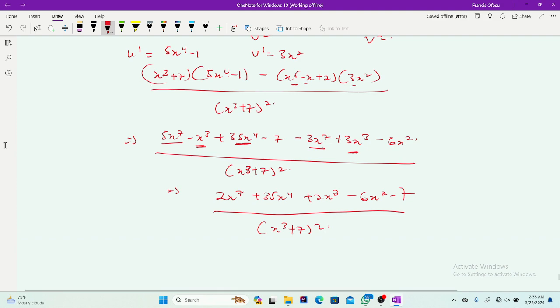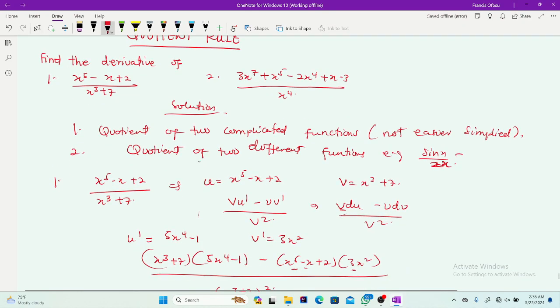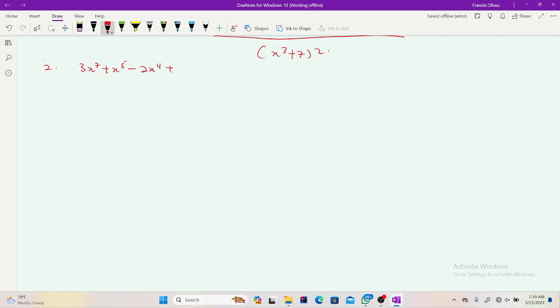I gave a second part of the problem, and the second part is this one here. So let's solve that and see. The second part: 3x to the power 7 plus x to the power 5 minus 2x to the power 4 plus x minus 3, all over x to the power 4. In the analysis, do you think this is easier to simplify? If yes, there is no need to use the quotient rule. I use this as a control for you to know when to use the quotient rule. So simply divide through by x to the power 4.